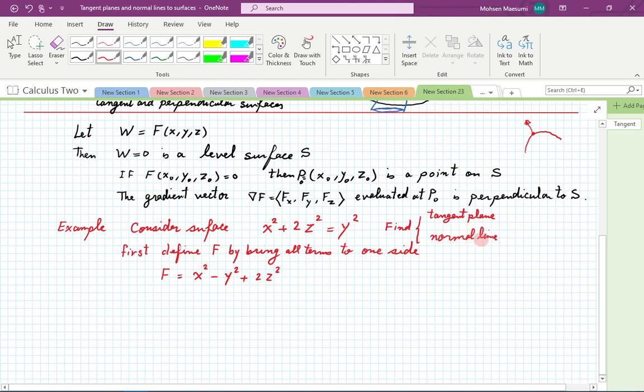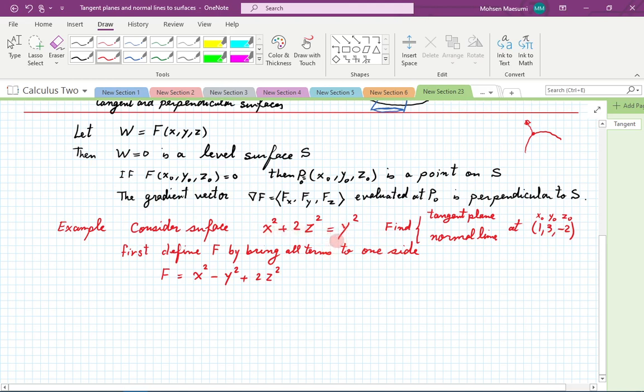Well, you have to specify at what point you want these things, because different points give you different answers. Here at (1, 3, -2). So this is my x0, y0, z0. If you take (1, 3, -2) and plug it here, of course 1 squared plus 2 times 2 squared is in fact equal to 3 squared. So that point sits on the surface that is represented by this.